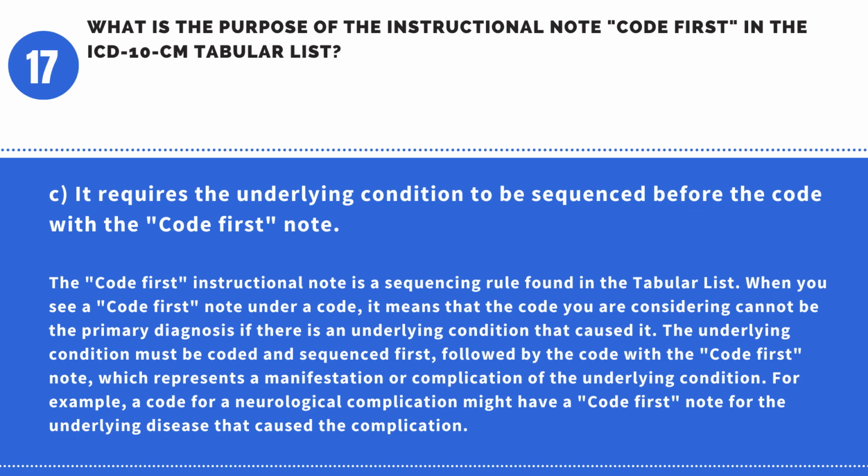The underlying condition must be coded and sequenced first, followed by the code with the code first note, which represents a manifestation or complication of the underlying condition. For example, a code for a neurological complication might have a code first note for the underlying disease that caused the complication.